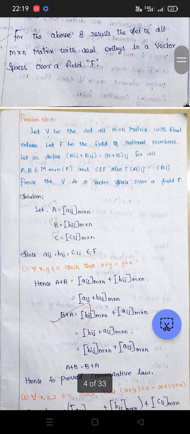So next we are going to see the problems. Let V be the set of all matrices M cross N with real entries. Only the elements are real entries. Let F be a field of rational numbers. Let us define Aij plus Bij is equal to Aij plus Bij for all A, B belongs to the matrix M cross N in a field and C belongs to F. Also C of Aij is equal to C Aij. Prove that V is a vector space over a field F.